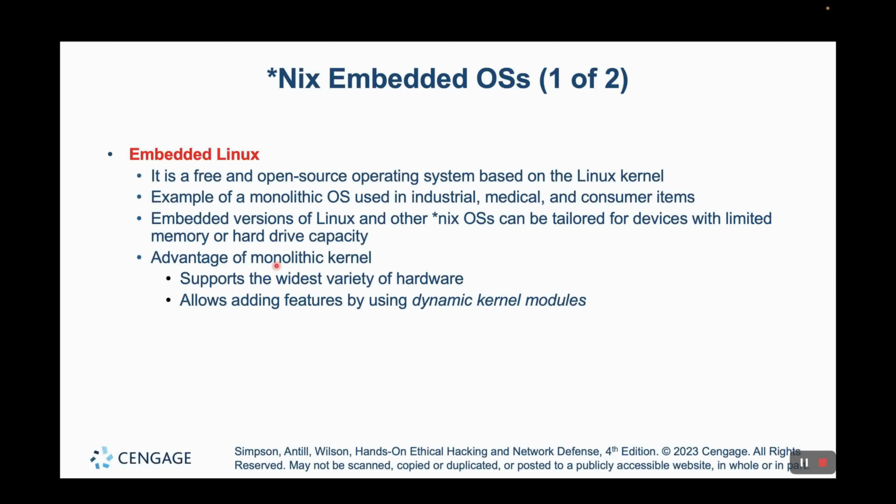Now, what is the advantage of the monolithic kernel? It supports a wide variety of hardware. Also, it allows adding features using dynamic kernel modules. Now, what's this supposed to mean? A dynamic module is a kernel extension that can be loaded and unloaded at runtime. This makes it possible to add or remove features to the kernel without having to reboot the system. They are used to add support for new hardware devices, file systems, and drivers. Also, you could add new features to the kernel, like support for new network protocols or encryption algorithms.